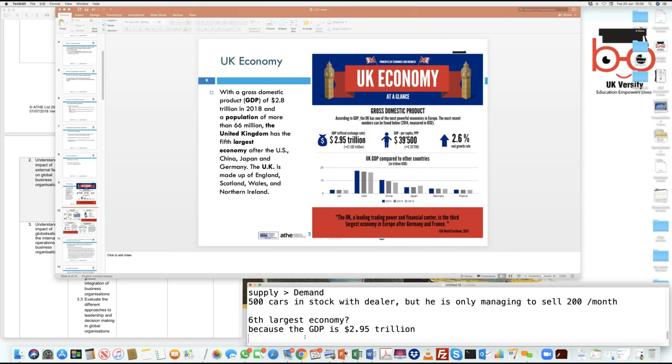American economy is 16 trillion. China is about 8 or 9 trillion. Then we have Japan, which is about 9 or 10 trillion. Then we have Germany, then France, and then the UK. So the gross domestic product of the country determines the size of the economy. The UK is the fifth or the sixth largest because the difference is too small after the US, China, Japan, and Germany. Sometimes these figures change slightly. That means in the UK, an average person earns $39,500 a year, which is showing a rate of growth of 2.6%.